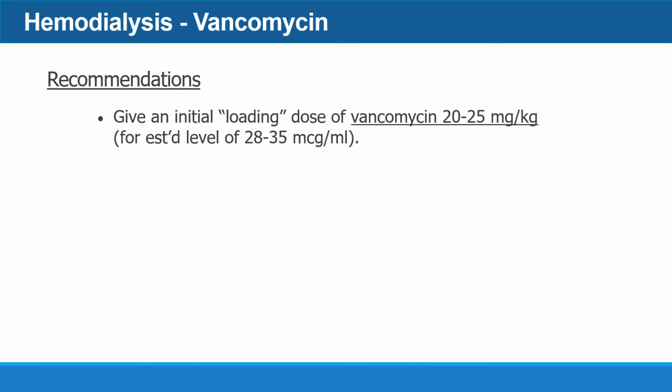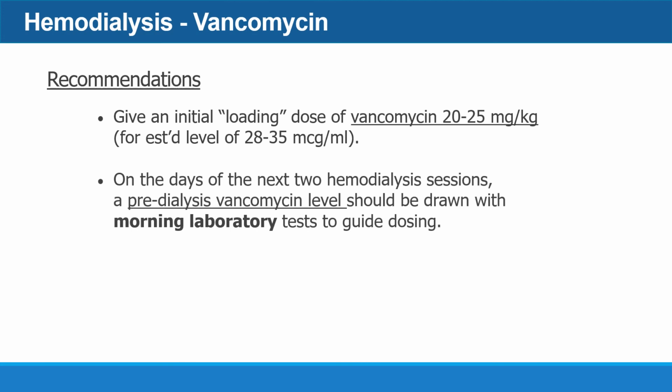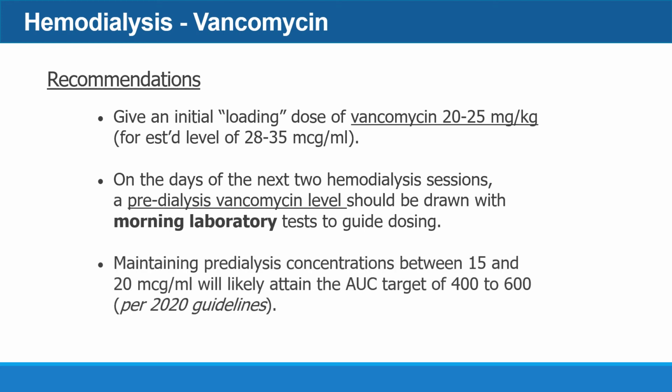Here are my recommendations. Give an initial loading dose of vancomycin 20 to 25 mg per kilogram for an estimated level of 28 to 35 micrograms per mL. On the days of the next 2 hemodialysis sessions, a pre-dialysis vancomycin level should be drawn with the morning lab tests to guide dosing. Maintaining pre-dialysis concentrations between 15 and 20 micrograms per mL will likely attain the AUC target of 400 to 600. This is per 2020 vancomycin consensus guidelines.